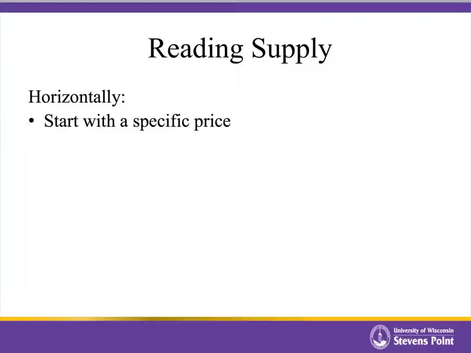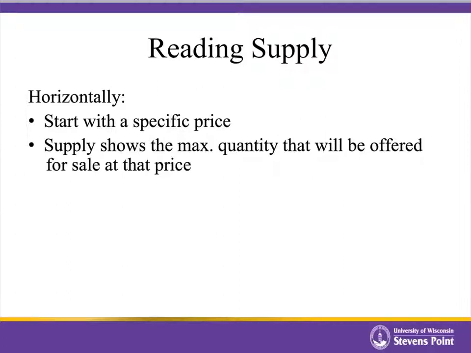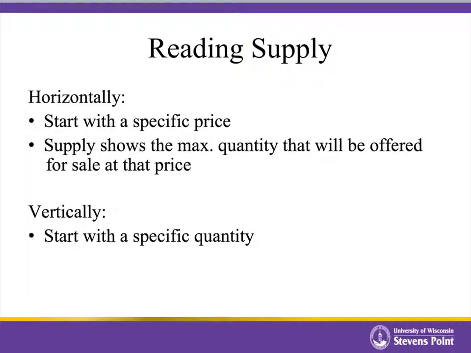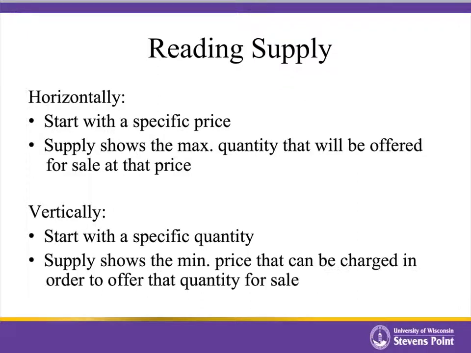So reading supply, if we start with a specific price, then we go horizontally to the supply curve to find the maximum quantity that firms would be willing to offer for sale at that price, or the quantity supplied that would exist at that price. The vertical read: if we start with a specific quantity and then go up to where we are on the supply curve, that shows us the lowest price that could be charged in order for firms to be willing to offer that quantity for sale.